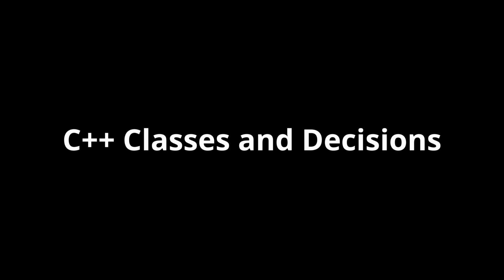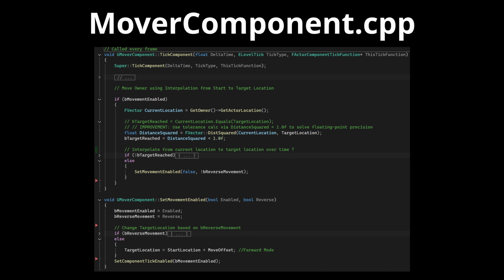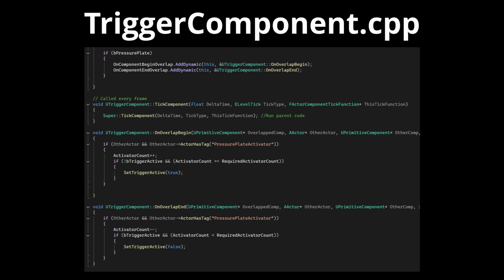On the back end, with our C++ classes, here are some of the key decisions I made to maximize performance. So for example, within mover component, I always made sure to turn off tick once we had reached our target using a separate function, SetMovementEnabled. For trigger component, here is where I learned how to set up OnBeginOverlap and OnEndOverlap and binding those.